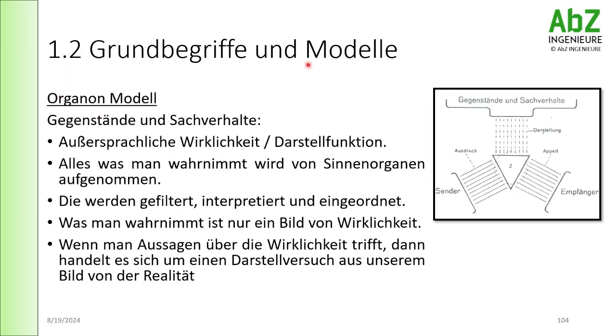The book goes on to describe some of the models. The first one is the Organon model. We have on the right the picture, we have a sender, we have Empfänger, and then in between them we have Gegenstand und Sachverhalt. We will take a look at all these aspects one by one. First up, we will look at Gegenstand und Sachverhalt.